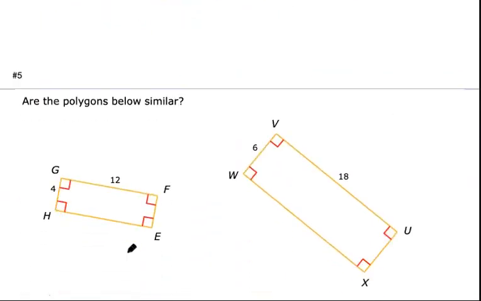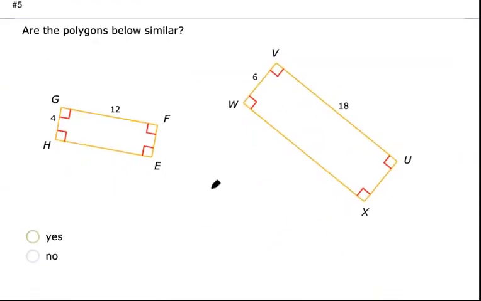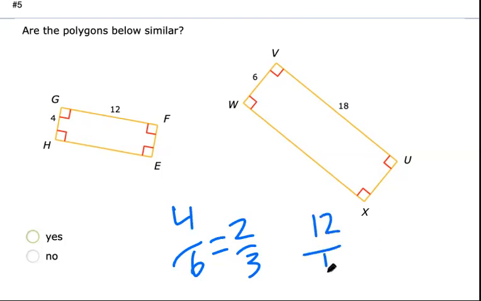All right, so two-parter. So we skipped ahead to the next difficulty. Are the polygons below similar? So if I look at my ratios, I got 4 over 6. I have my two smaller numbers, that's 2/3. And then I have 12 and 18 for my other sides. That's also going to be 2/3. So those are going to be similar. So that's going to be a yes.